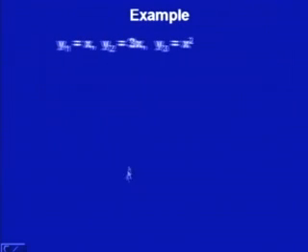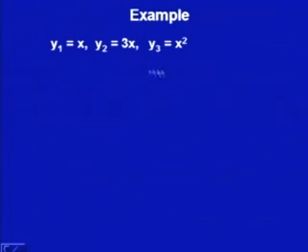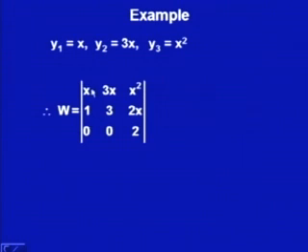We had the example with the functions x, 3x and x square. What is the Wronskian of these functions? Of course, the first row will contain the functions x, 3x, x square. The second row, the first derivatives: its derivative is 1, its derivative is 3 and its derivative is 2x. Now, the third row, the second derivatives, are again the derivatives of the last row. So, the derivative of 1 is 0, 3 is 0 and 2x is 2.